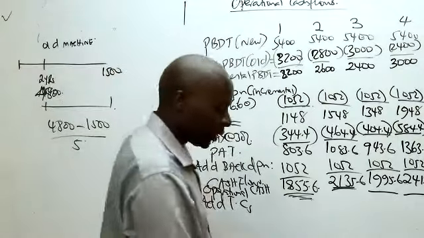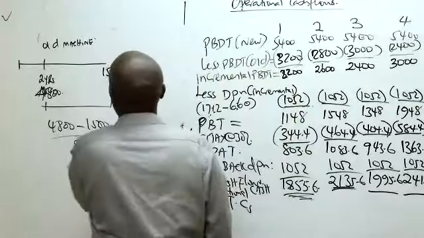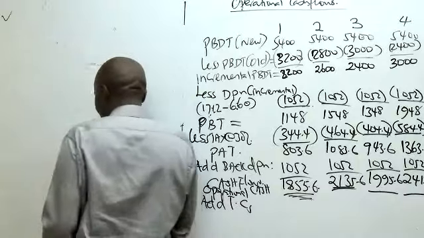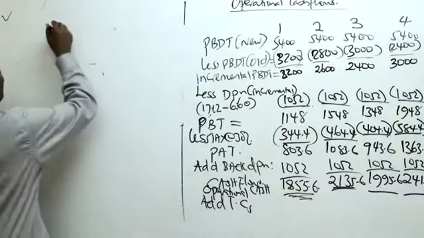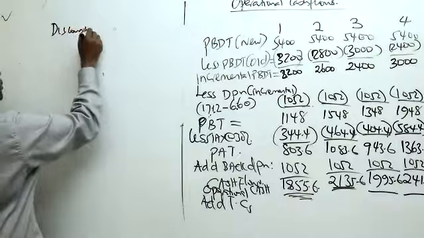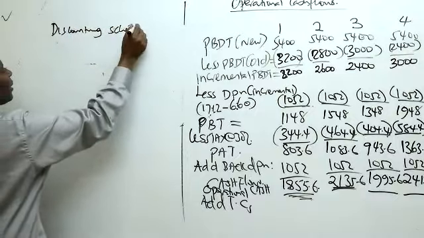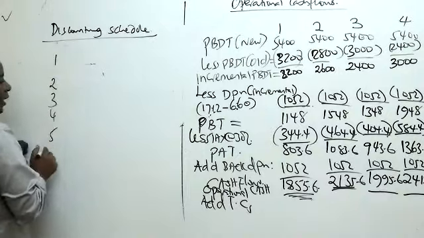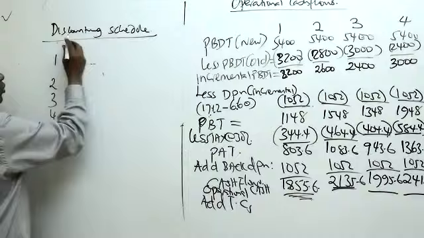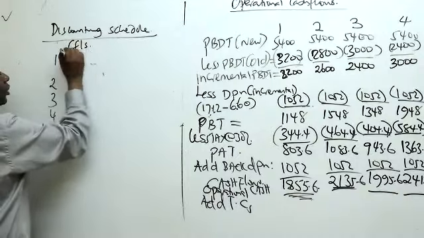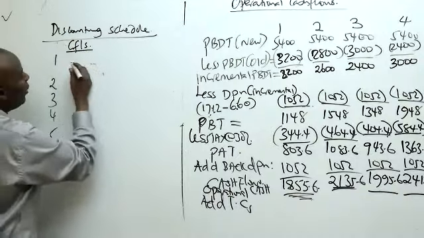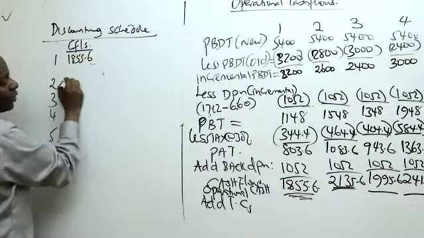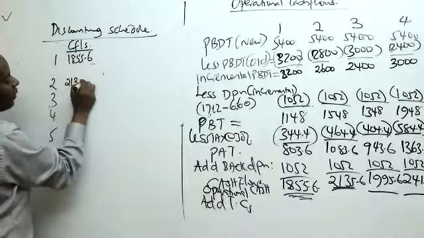Great. Okay, so discounting schedule. Quite easy. Now we have year 1, year 2, year 3, year 4, year 5. Ladies and gentlemen, we have our cash flows, which we'll need to discount. Cash flow for year 1 is 1855.6. Cash flow for year 2 is 2135.6.